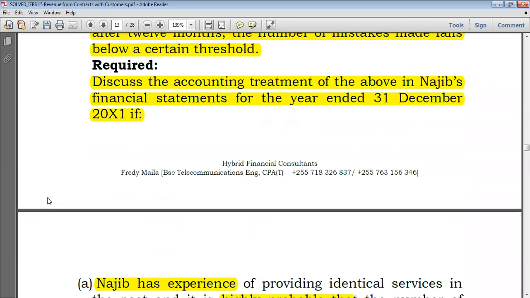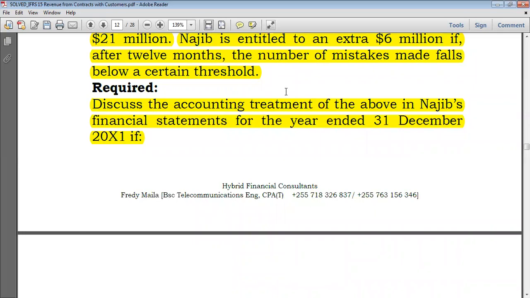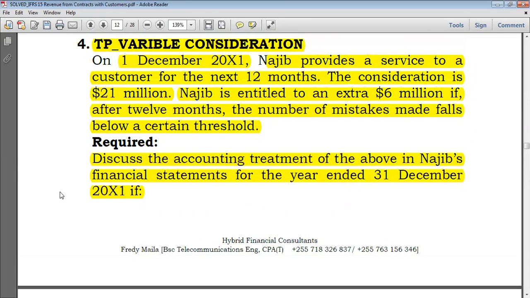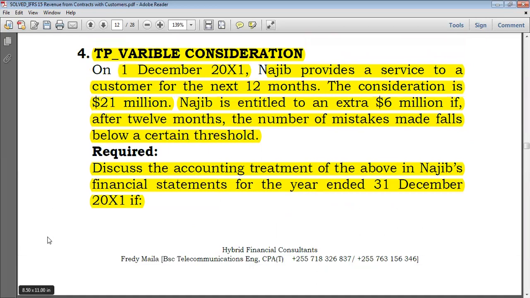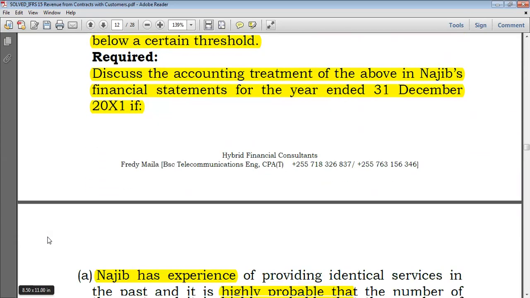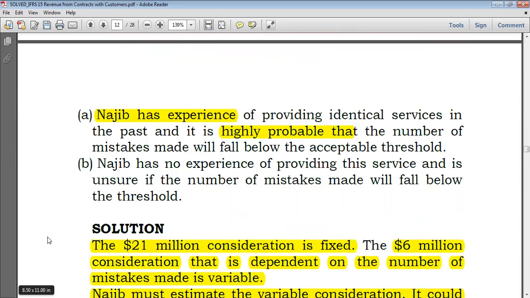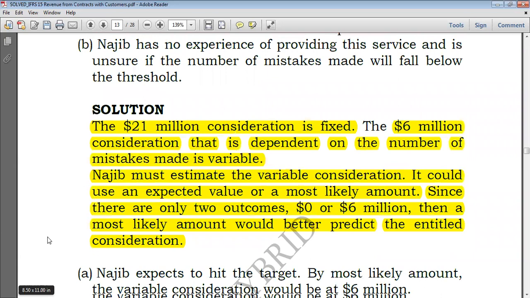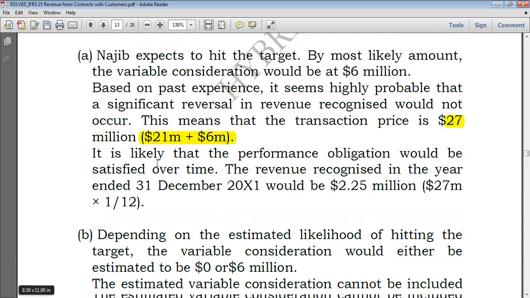But now read here, what are we required to do? We are told to discuss the accounting treatment. This was done at 1st December 20x1. We need the treatment at 31st December 20x1. So because of that, we would actually have to ask ourselves, this contract of 27 million is for 12 months.